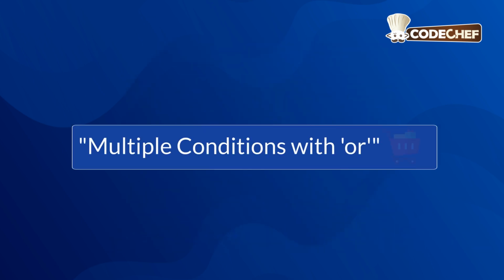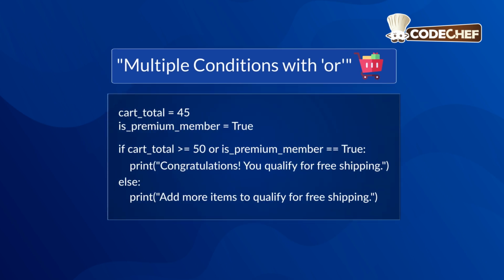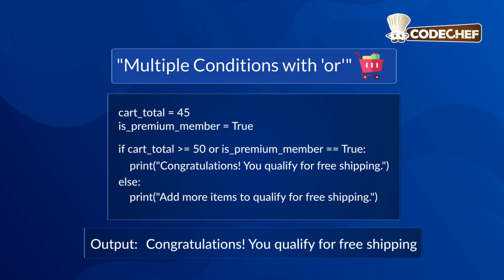But what if a shopper can get free shipping in a couple of ways? They could spend more than $50 or be a premium member. With the OR keyword, only one of the conditions needs to be true for the code to run. Here, the first condition is false, but the second is true. The OR operator makes the whole statement true, and the code grants free shipping, bypassing the else statement entirely.